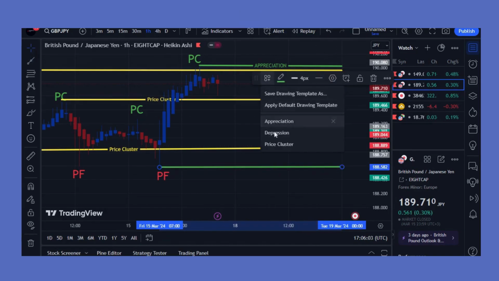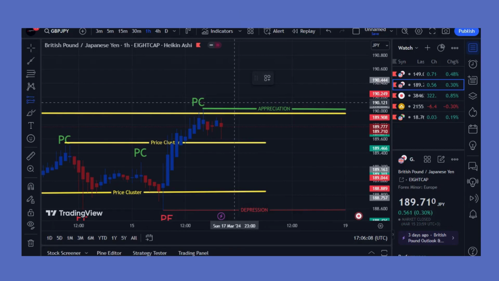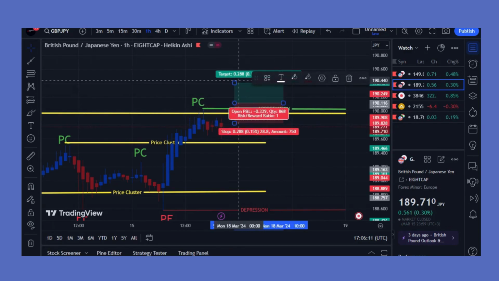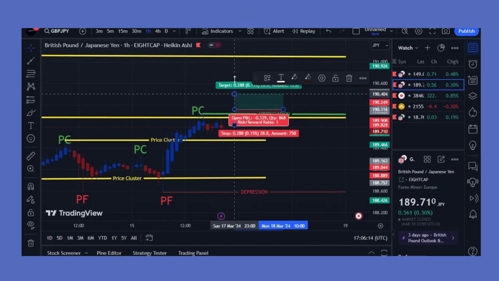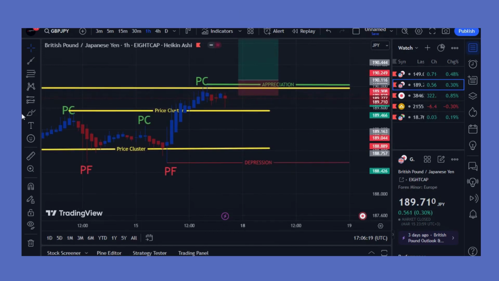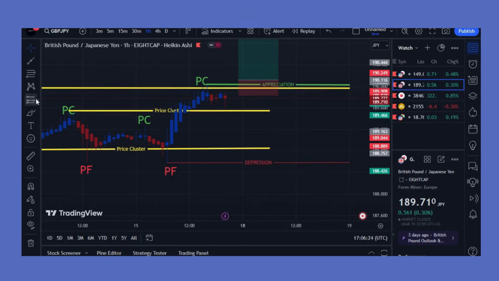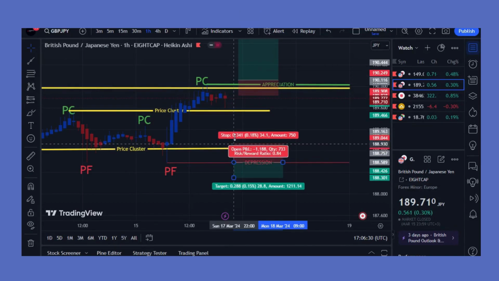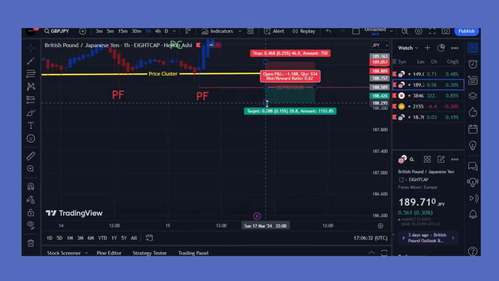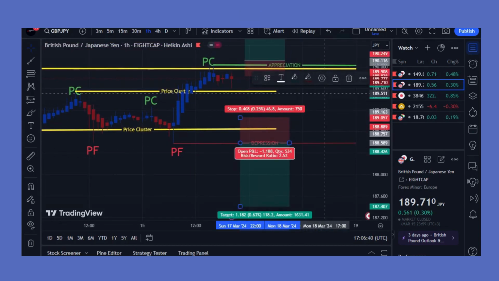Get my depreciation level, right? So 10 pips above appreciation level, I will be looking for longs, targeting this price cluster, and I will start looking for shorts here from depreciation level, put my stop loss above the price cluster, and 1 is to 2.5. So somewhere here.